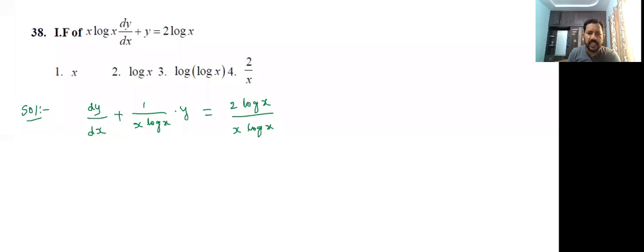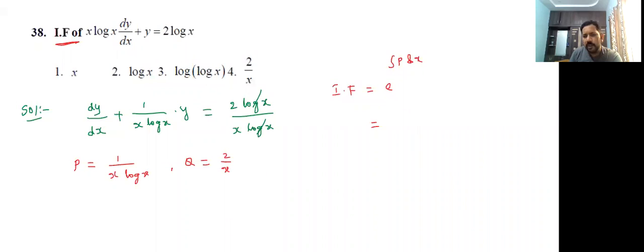Here log x cancels. Students, identify what is p. P means 1 by x log x. Then what is q? Q is 2 by x. Here they are asking only the integrating factor. Now what is the integrating factor formula? E power integration p dx. Yes or no? Now e power integration, P means 1 by x log x dx.